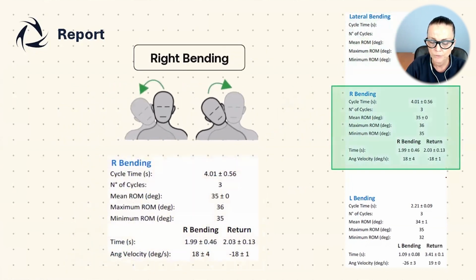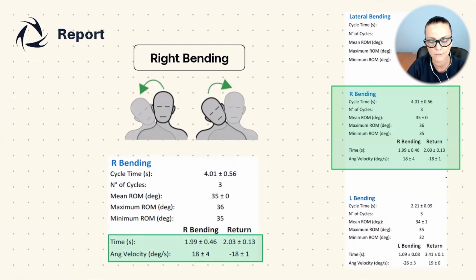The same temporal information are reported also for the right bending. So in this case, when you read cycle, you have not to think to the entire lateral bending cycle, but only to the first subphase related to the head movement on the right side, starting from the neutral position, going down on the right, of course, and coming back to the neutral position.